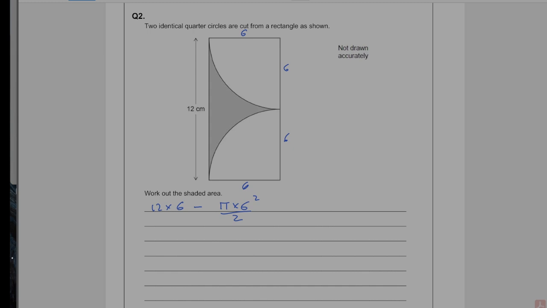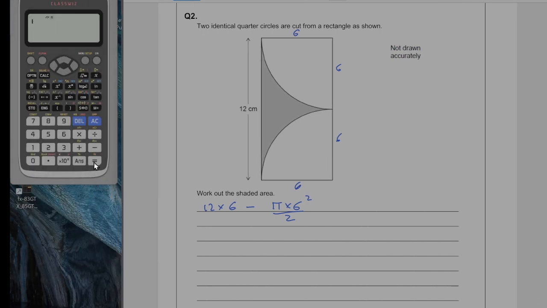We'll go to our calculator for that. I was just thinking about factorising, because I can take 6 out. But it's a calculator paper, so we'll use our calculator. So this is the model that I'm using. Yours may well be a different model. Anything that's drastically different, I'll discuss.